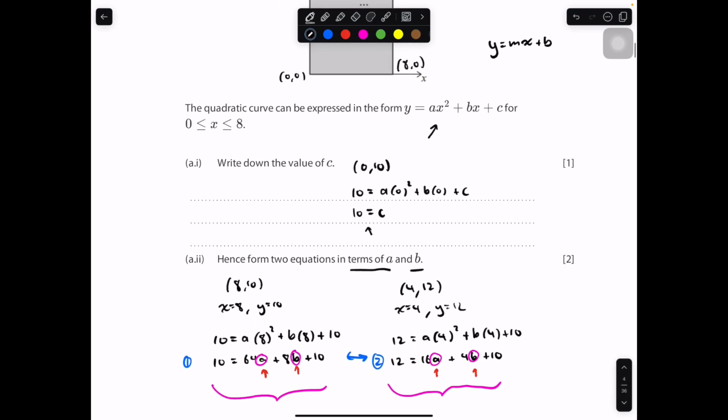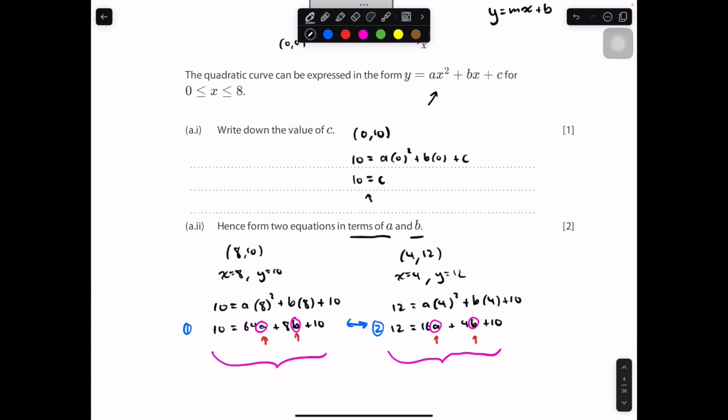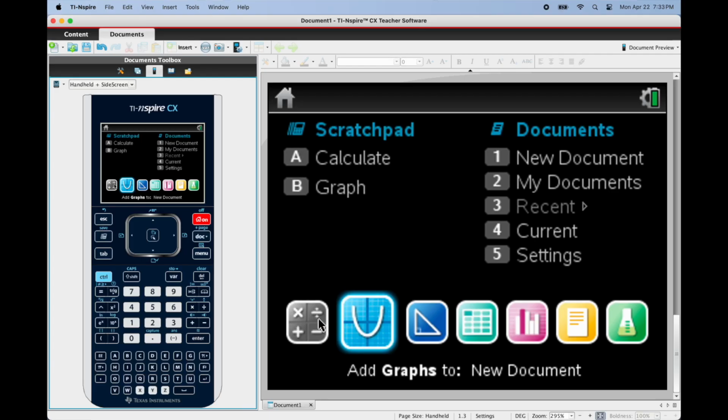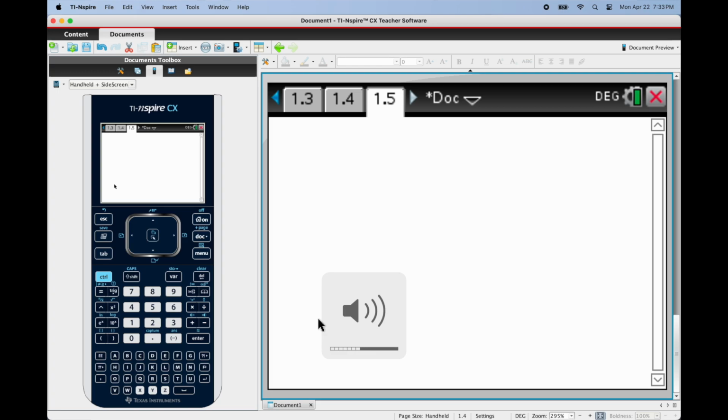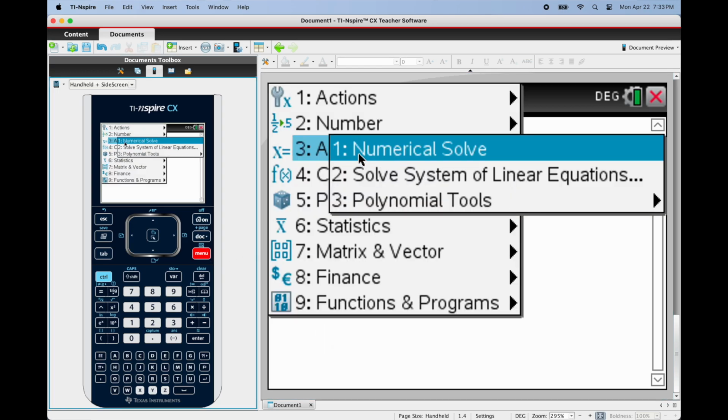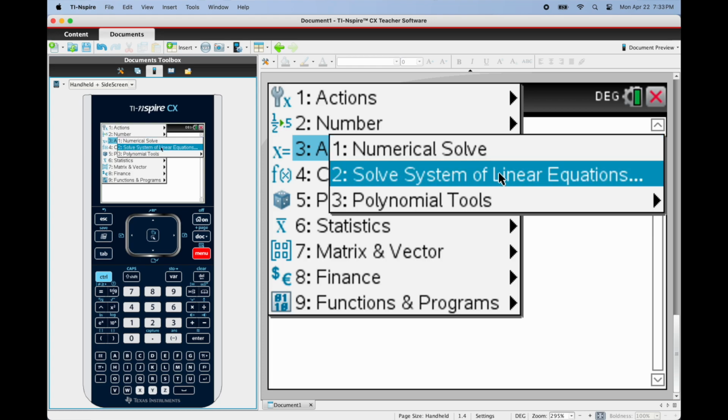Often that's the kind of structure when they ask you to write equations in terms of a and b: two equations, two unknowns, three equations, three unknowns. We can put it into lin solve. So let's go ahead and do that. So go into the calculator screen. Let's go menu, algebra, and let's go solve system of linear equations.